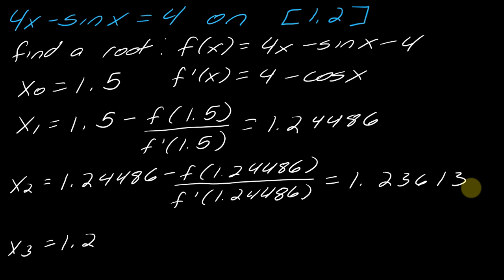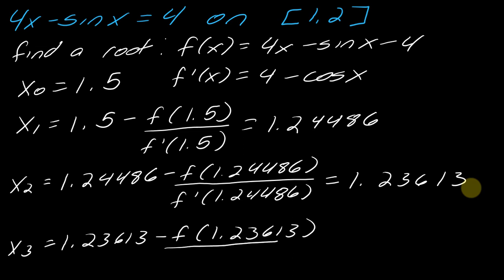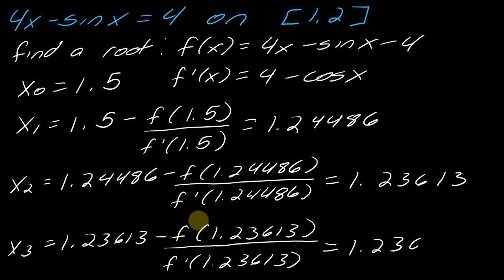Now I'm going to use 1.23613. So plug all of this in, 1.23613 over f prime of 1.23613. Okay, so now I have to plug all of this stuff in. And then what I get is 1.23613. So now my decimals have stabilized to 5 spots. So that's what I wanted.